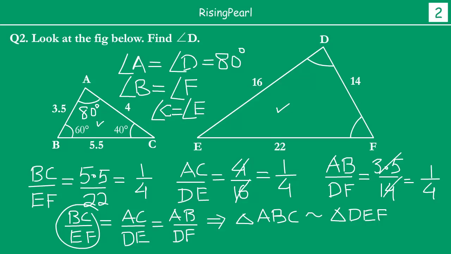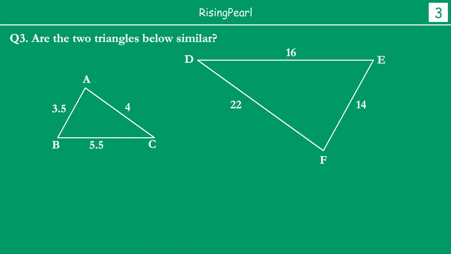So friends, this is one more question. Now before we move on to the next question, I just wanted to make sure, if for any reason all of these ratios are not the same, even if one of the values, for example, for AB by DF, let us say that DF instead of 14 is 15, then your ratio will not be 1:4, and then these two triangles will not be similar. Let's take a look at some more questions.